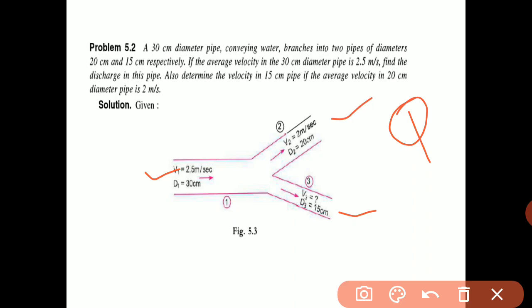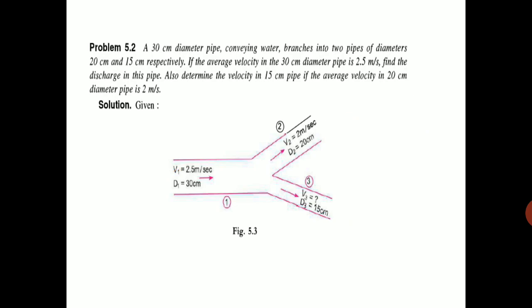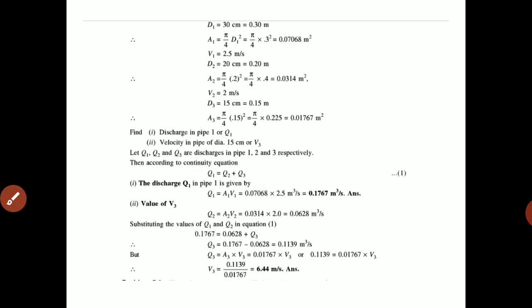Okay, so we can directly apply the continuity equation to the second and third point. As we know, we can calculate the discharge directly, that is Q is equals to A1 V1.